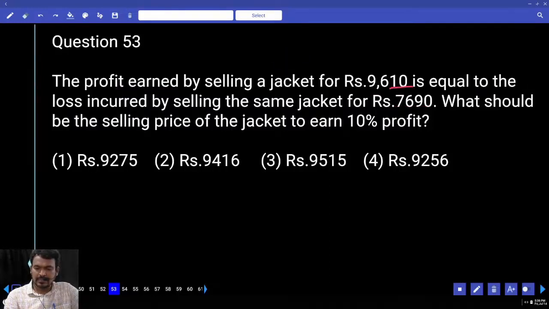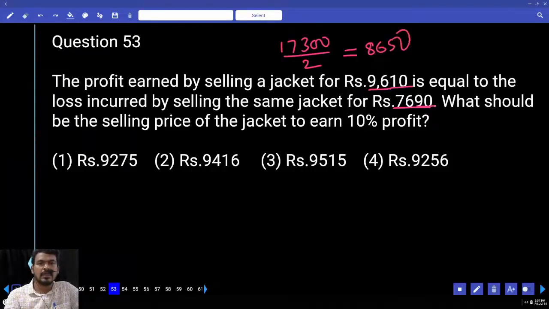And here 10 plus 90, how much? 100. 7600 plus 100, 7700, plus 9600. Total it is 17300 divided by how much? 2. That will be 8650. 8650, that is cost price or selling price?